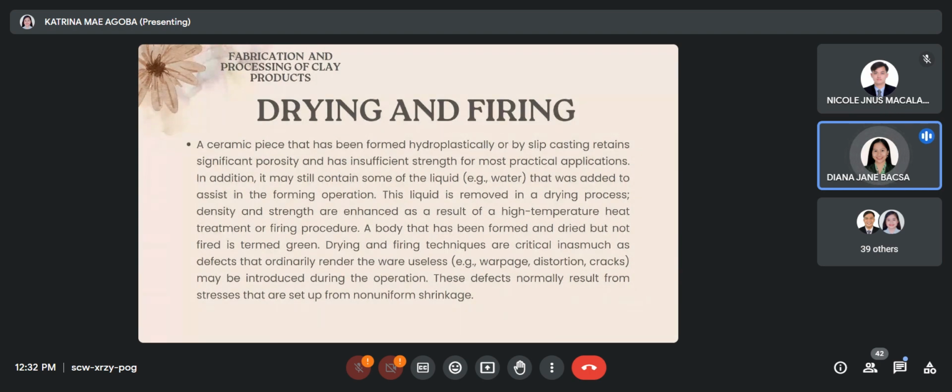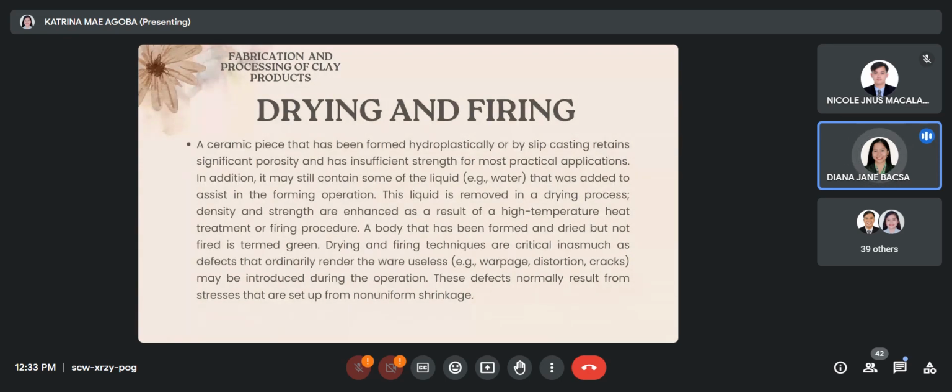Density and strength are enhanced as a result of a high temperature heat treatment or firing procedure. A body that has been formed and dried but not fired is termed green. Drying and firing techniques are critical inasmuch as defects that ordinarily render the ware useless, for example warpage, distortions, and cracks, may be introduced during the operations. These defects normally result from stresses that are set up from non-uniform shrinkage.